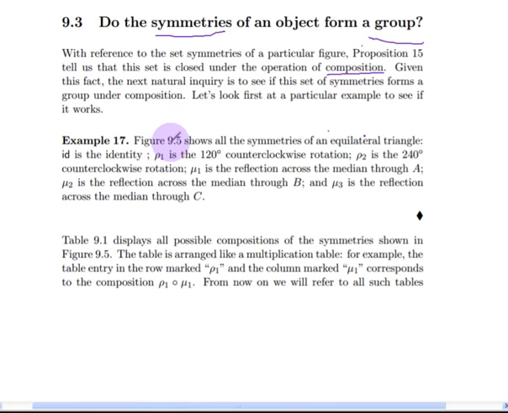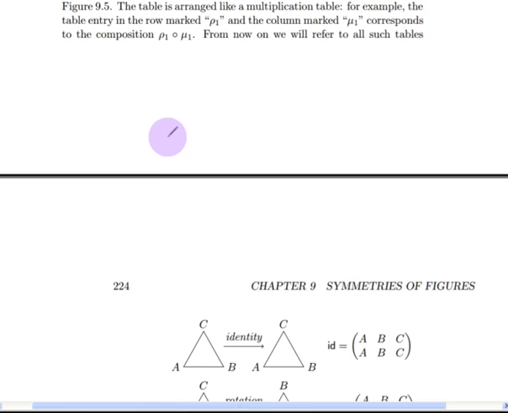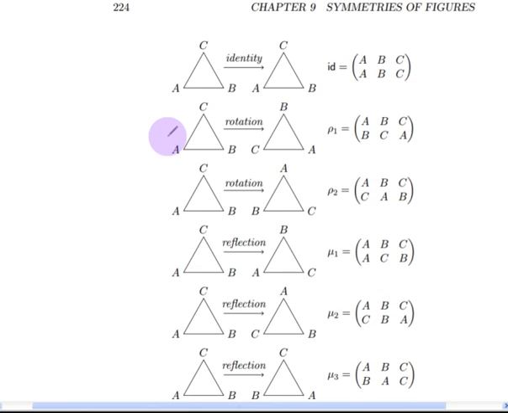Okay, so let's look at one particular example, figure 9.5. These list the different symmetries of a triangle. We've represented them in two different ways. Here you see the picture, how the triangle before goes to the triangle afterward. Here nothing happens, so we have the identity. In this one, A goes to the position of B, B goes to the position of C, C goes to the position of A, so the resulting triangle is here. So A goes to B, B goes to C, C goes to A. That's a rotation.